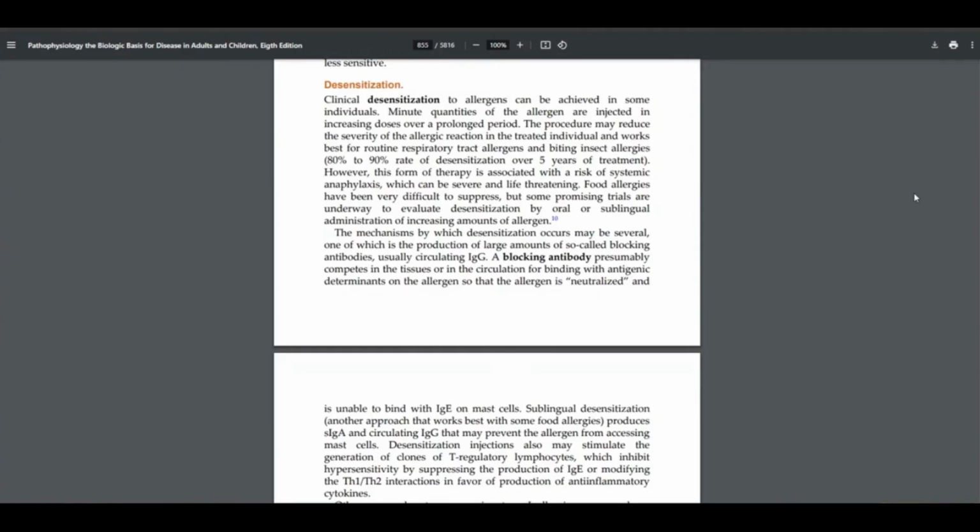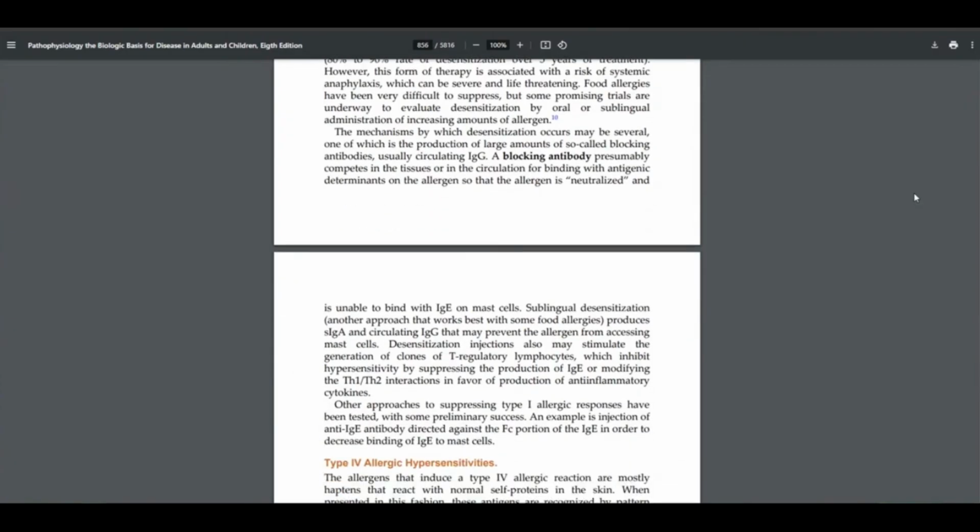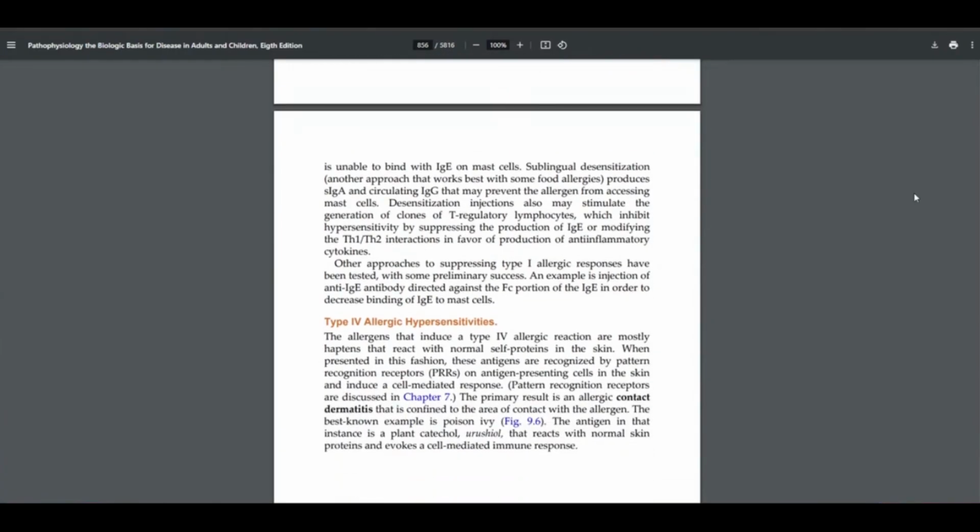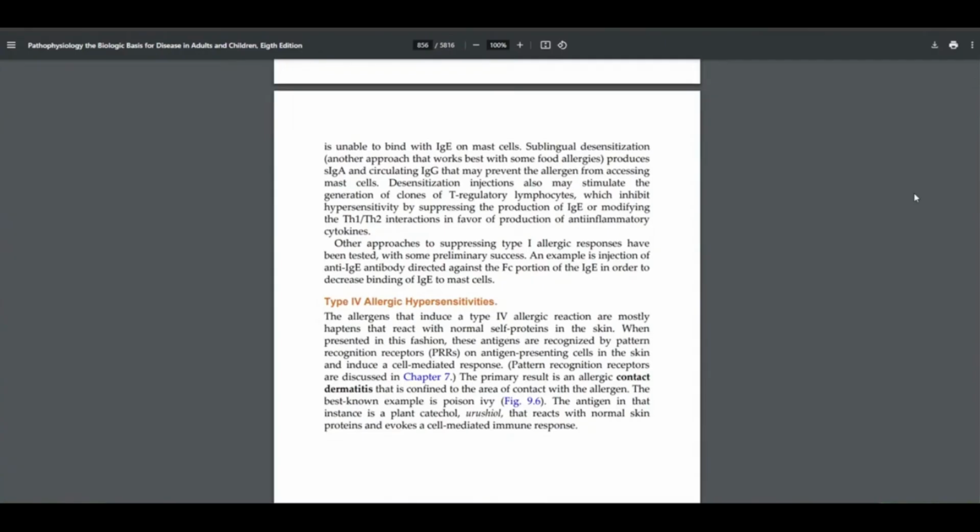Food allergies have been very difficult to suppress, but some promising trials are underway to evaluate desensitization by oral or sublingual administration of increasing amounts of allergens. The mechanism by which desensitization occurs may be several, one of which is a production of large amounts of so-called blocking antibodies, usually circulating IgG. A blocking antibody presumably competes in the tissues or the circulation for binding with antigenic determinants on the allergen so that the allergen is neutralized and is unable to bind with IgE on mast cells.